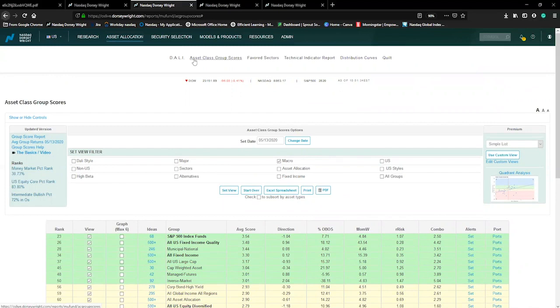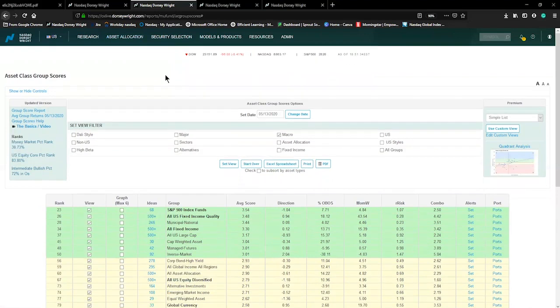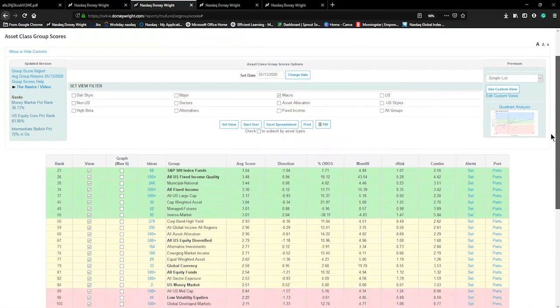So we take that information and we bring it over to what we call the asset class group scores page, which is found up top under asset allocation. Right beside Dolly, you'll see asset class group scores. It's another relative ranking in a similar mindset to Dolly, but not looking strictly at relative strength. The Dolly page is relative strength based upon a matrix, whereas the asset class group scores page incorporates some of the trend analysis factor that goes into those fund scores.